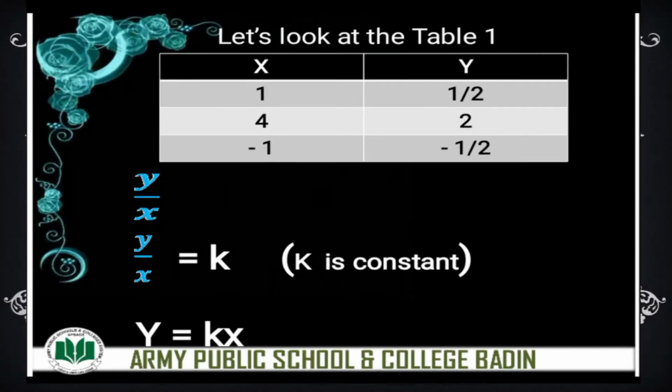Now look at table number 1. If we find y upon x, when we put the value of x as 1 and y as 1 upon 2, the answer will be 1 upon 2. And if y is 2 and x is 4, then the answer will be 1 upon 2. So here the value is the same, which means y upon x is constant, equal to k, where k is a constant. And the relation is y is equal to kx.